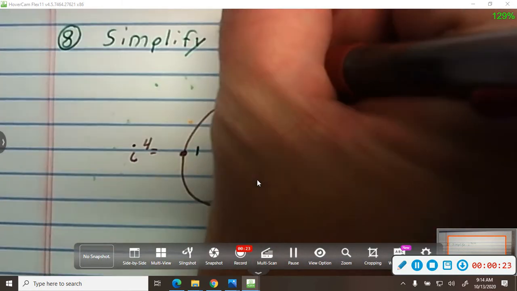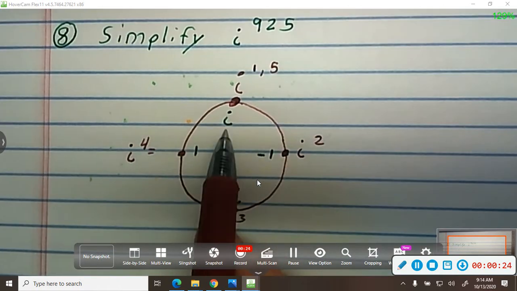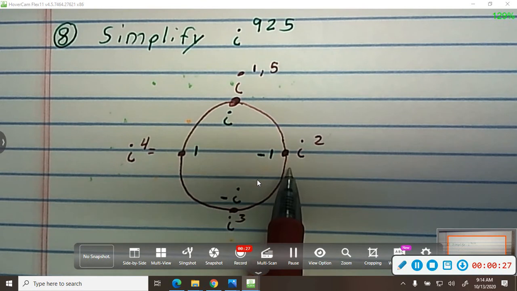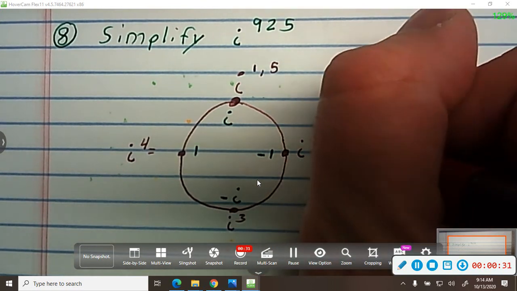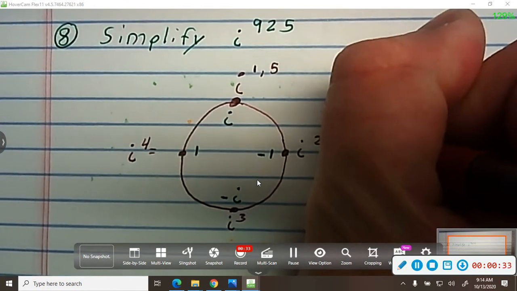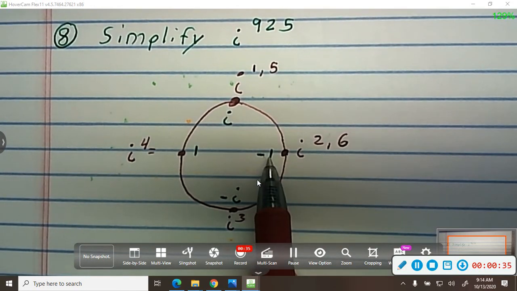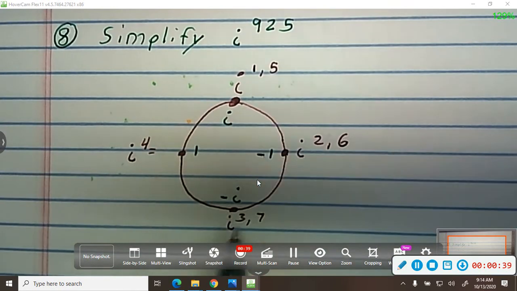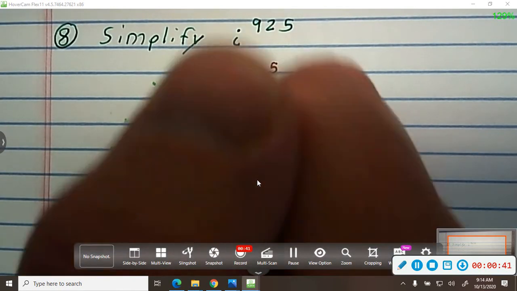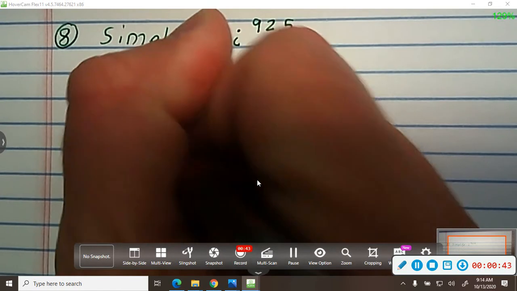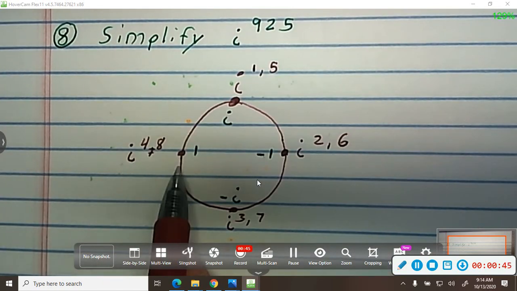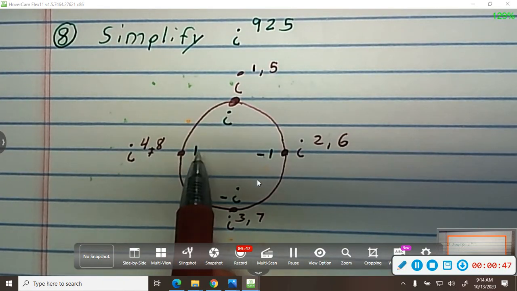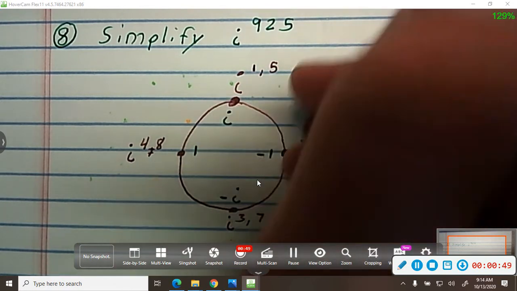So i to the fifth is also i, i to the sixth is also -1, i to the seventh is -i, and i to the eighth is 1, and then it's going to go 9, 10, 11, 12.